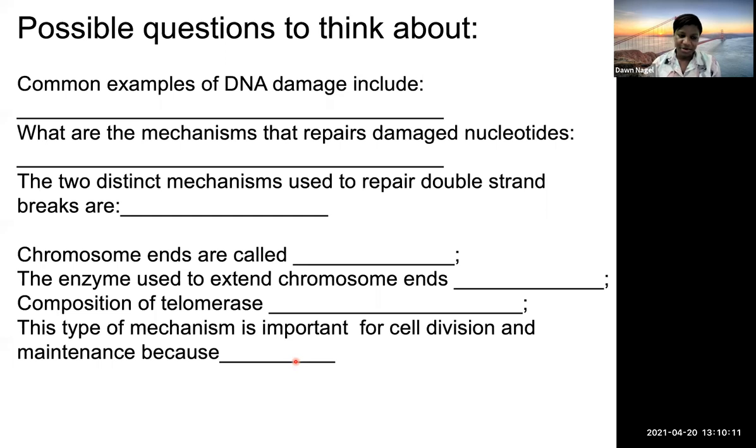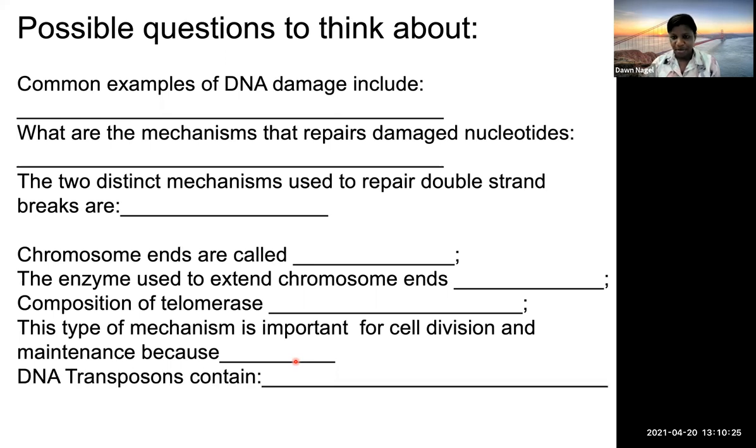And why is this type of mechanism important for cell division and maintenance, right? You need to really understand why it's important, not just that it adds sequences to the end of chromosomes. Okay. What are the two we just talked about? DNA transposon. So what does a DNA transposon contain?